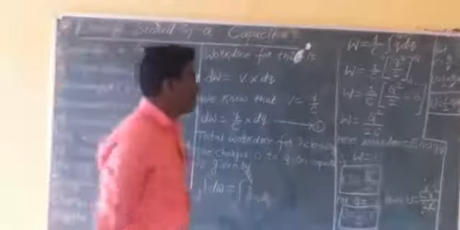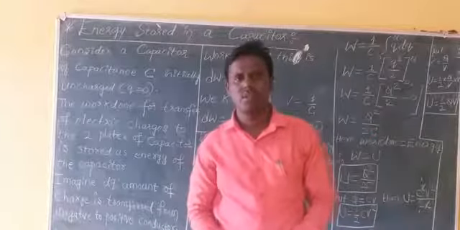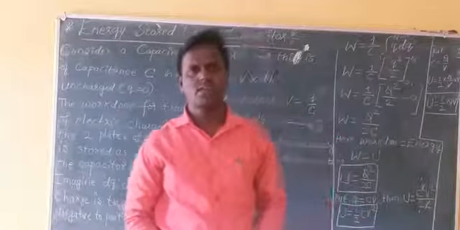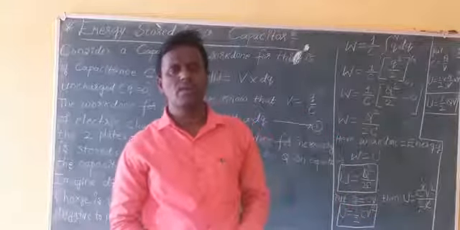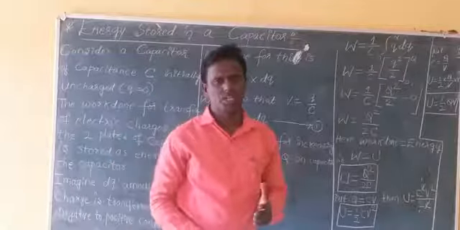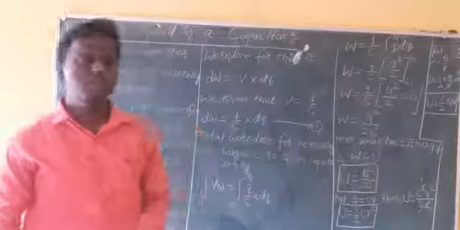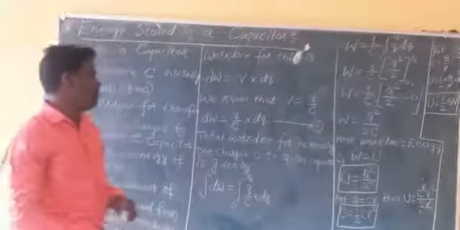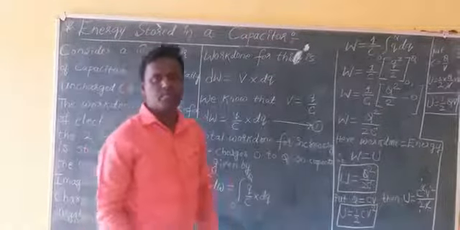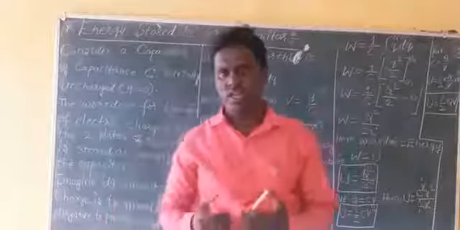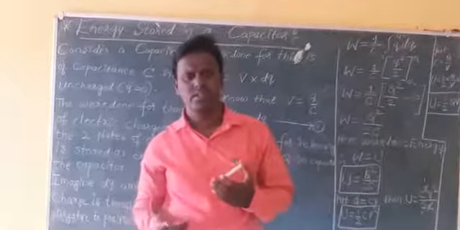For series combination you got 1 by Cs equals 1 by C1 plus 1 by C2, or Cs equals C1 into C2 divided by C1 plus C2. For parallel combination, you got Cp equals C1 plus C2. So now I am here to tell you about the expression for energy stored in a capacitor. How does energy get stored in a capacitor?